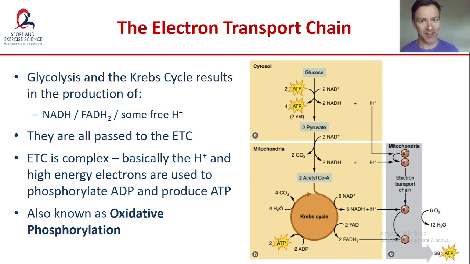We've said multiple times, glycolysis and the Krebs cycle result in the production of NADH, FADH, and some free hydrogen. They are all passed over to the electron transport chain. It's a complex series of steps, but basically the hydrogen and the high energy electrons that are carried over in those high energy shuttles are used to further phosphorylate ADP and produce ATP. This is known as oxidative phosphorylation.